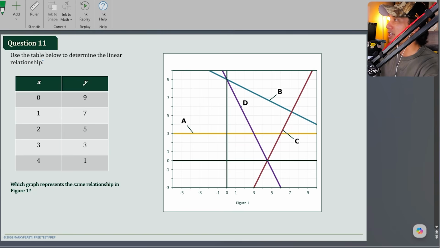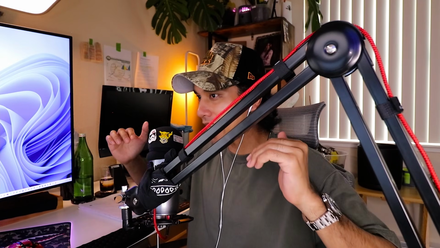Okay, question number 11. Use the table below to determine the linear relationship. What's cool about this table here is we already have B, which is our y-intercept. And all we need to do is find the change over y over the change over x. Do you see the pattern here, guys, what I'm doing? Change over y over change over x, and then find the y-intercept, which is B. And then I could answer the questions, or I could prove one of the answer choices.